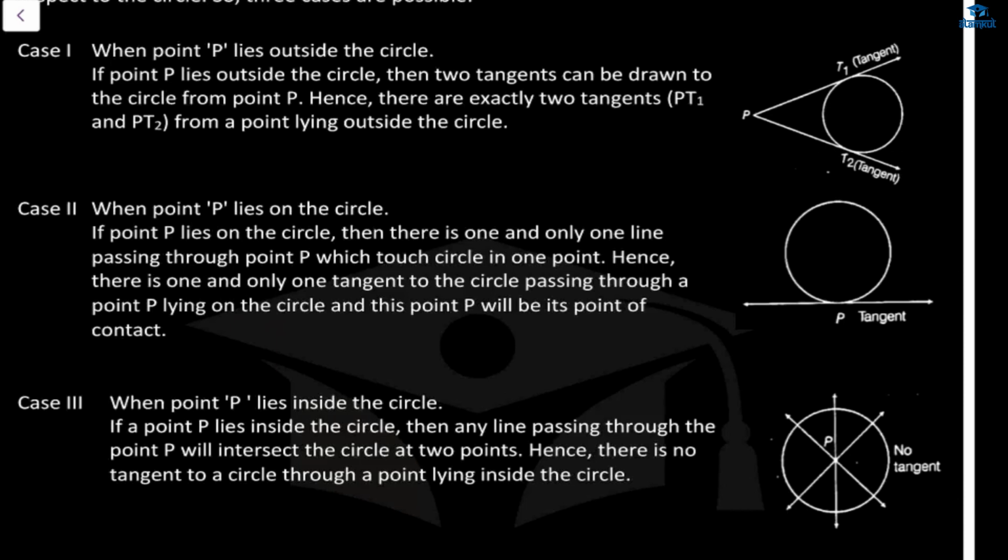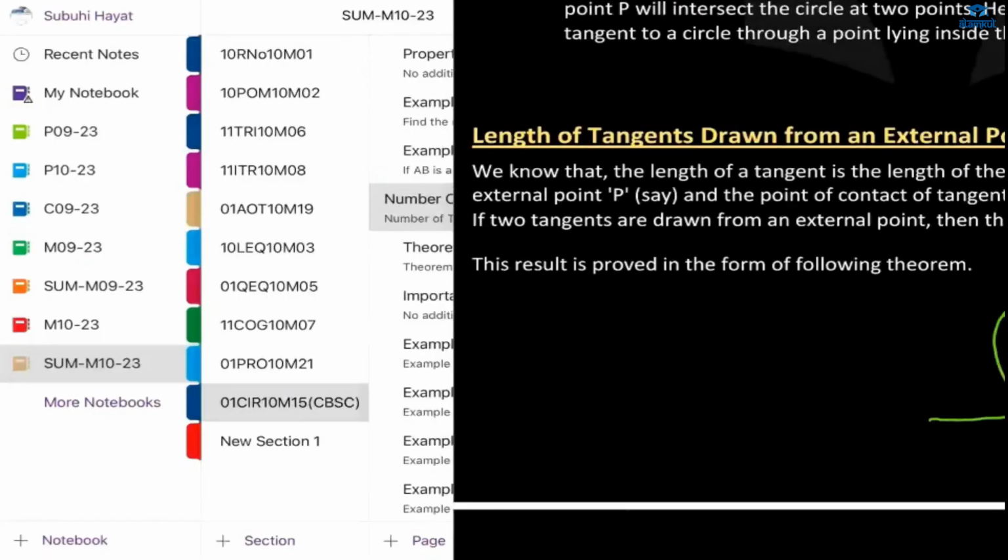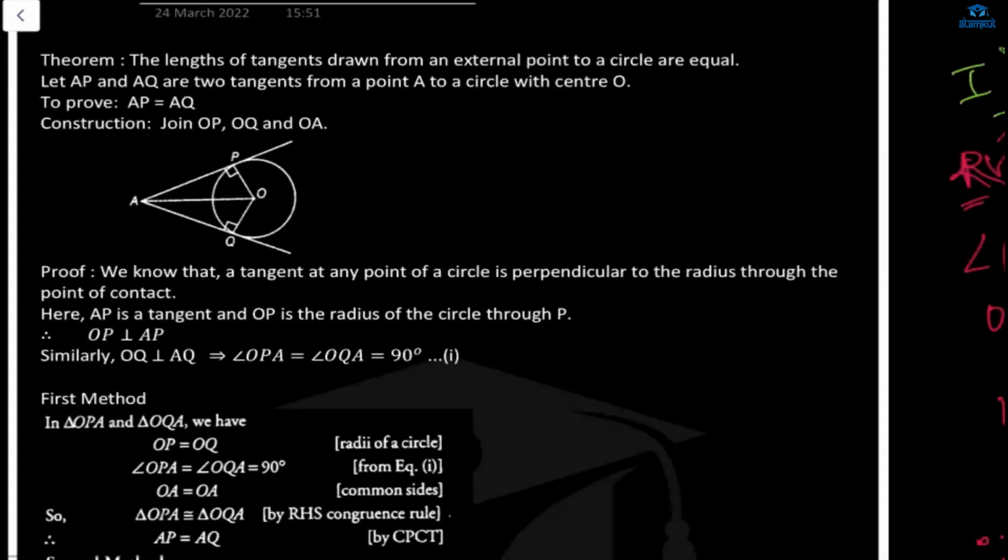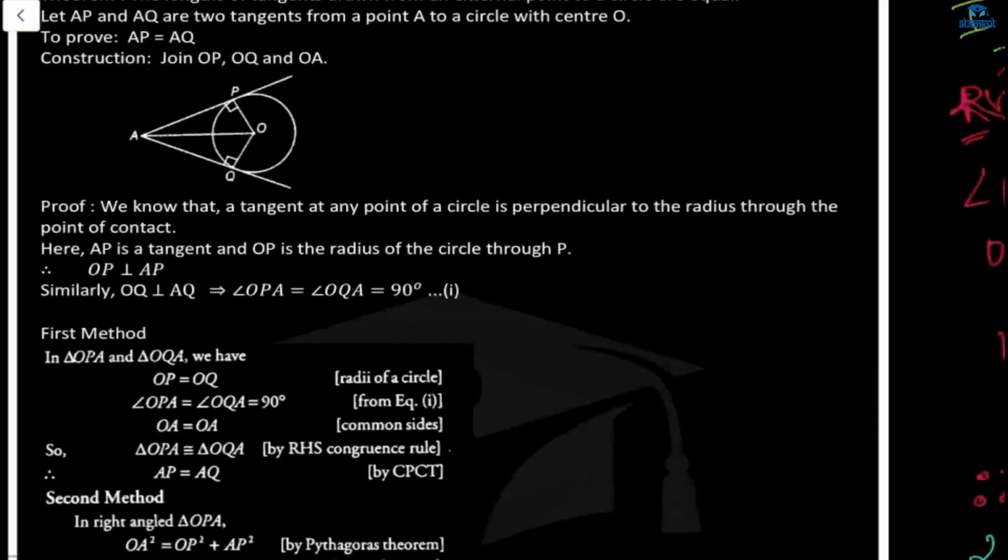Now the second case, where P is on the circle, the point is on the circle. From that point, a single tangent can be drawn because a tangent touches the circle only at one point. If it is touching the circle at two points, it becomes a chord, and if it is inside, it becomes a chord. Now we have seen a theorem which states that if tangents are drawn from a point outside the circle, then both the tangents are equal in length. That means AP is equal to AQ.